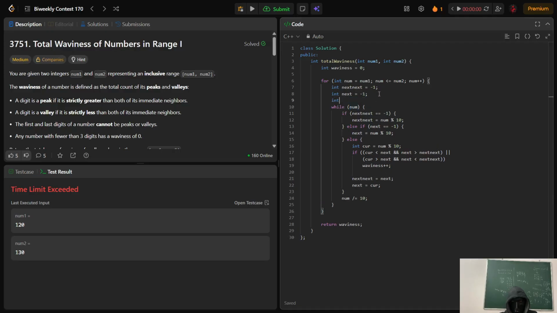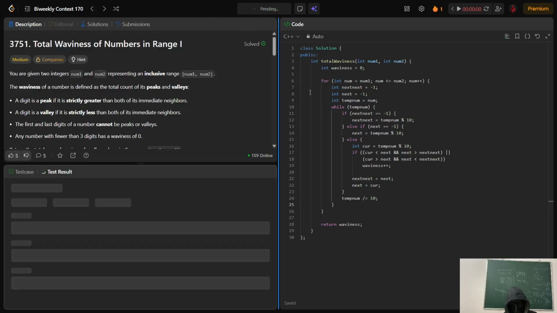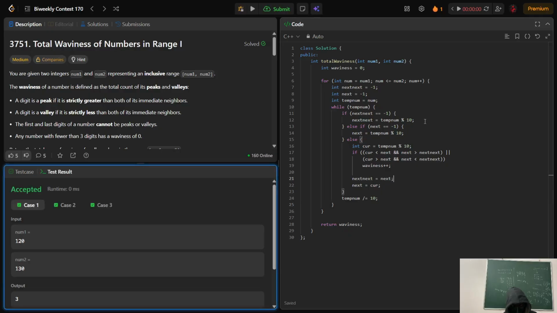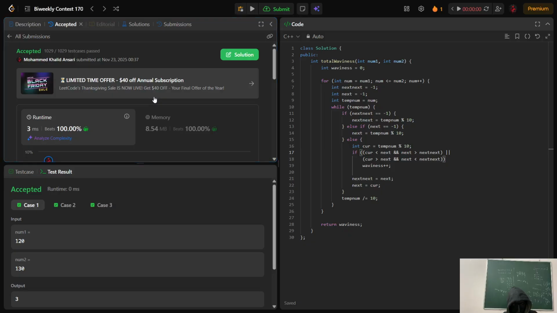So we'll take one more temp num to be num, and wherever we have this num, we'll call it temp num, because num we will have to not work on that. Yeah, it got accepted. I mean, yeah, let's try to submit it. Yeah, it got accepted and it beats 100% of the users.